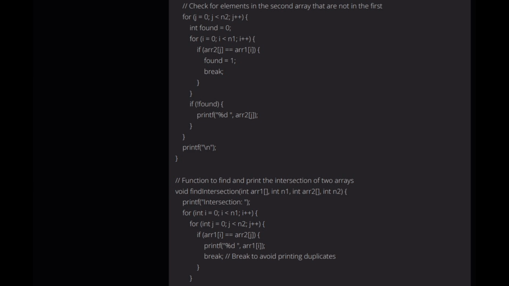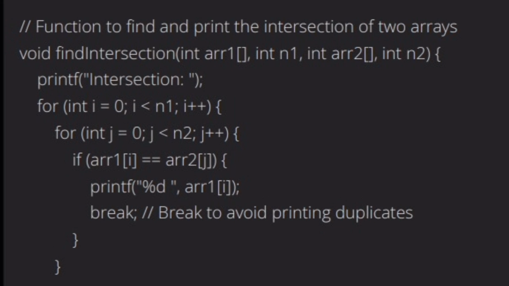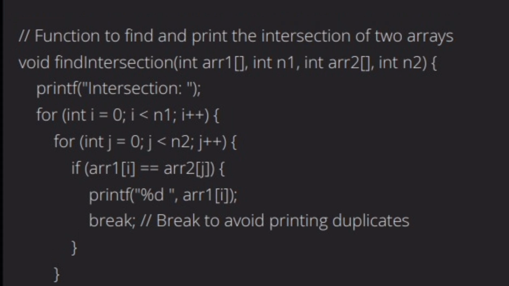Next, intersection, where again int array 1, int n1, int array 2, int n2 are the parameters of the function. This function calculates and prints the intersection of two arrays. It uses nested loops to compare elements of both arrays. If a match is found between an element of array 1 and an element of array 2, it is printed to the console.